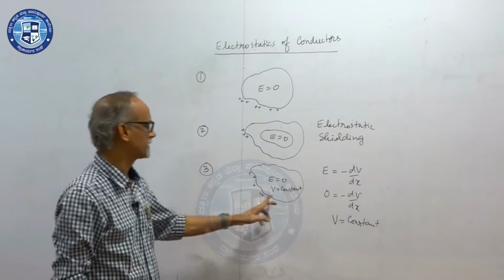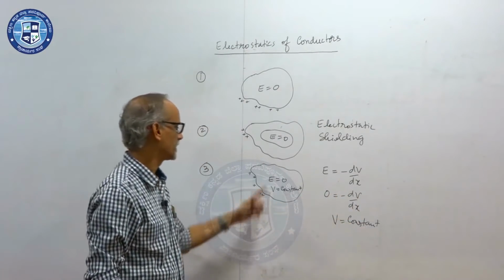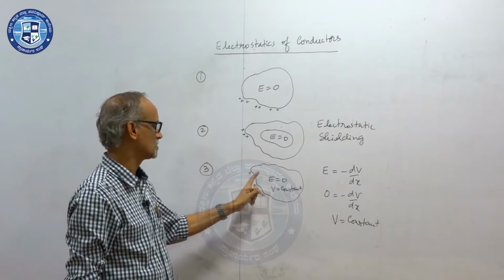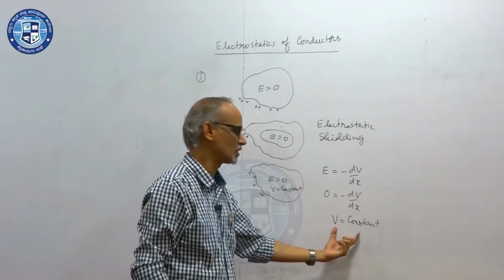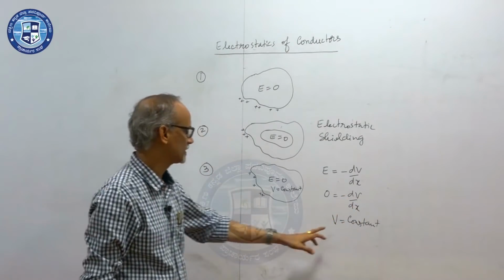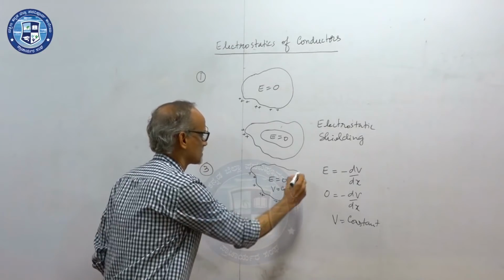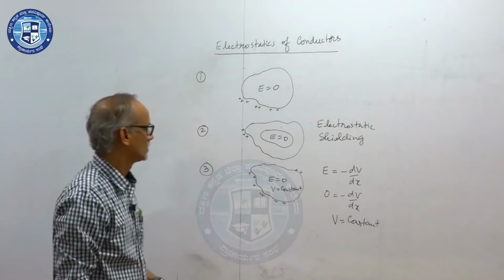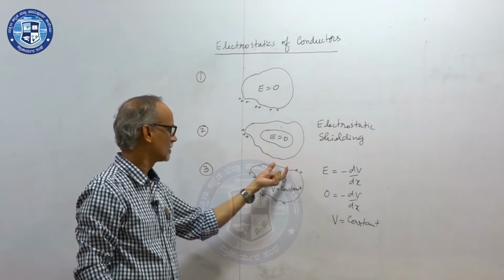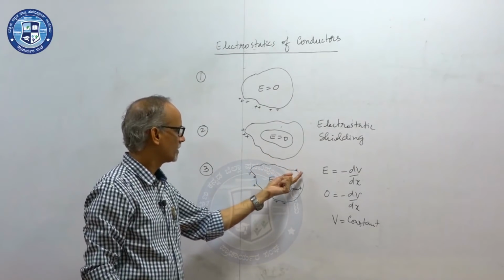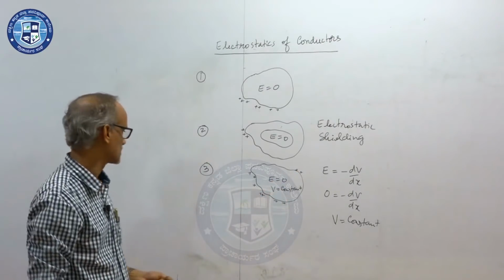Electric field is 0 here, and potential difference is 0, but potential is always constant. E is 0 and potential difference is 0, but not electric potential. Potential is a constant and it is the same as that on its surface. So what is the potential difference on the surface of the conductor? It is 0, but potential at a point on the surface as well as inside is always a constant.